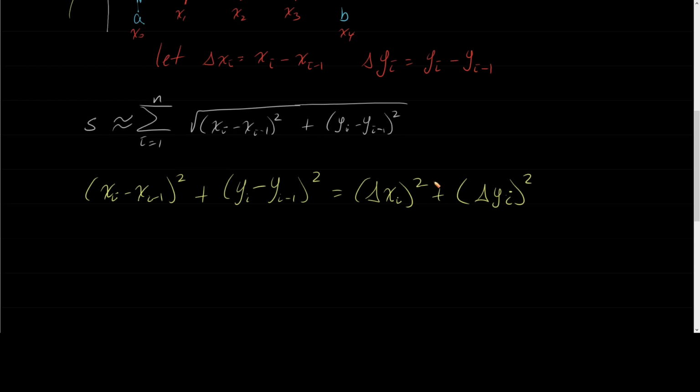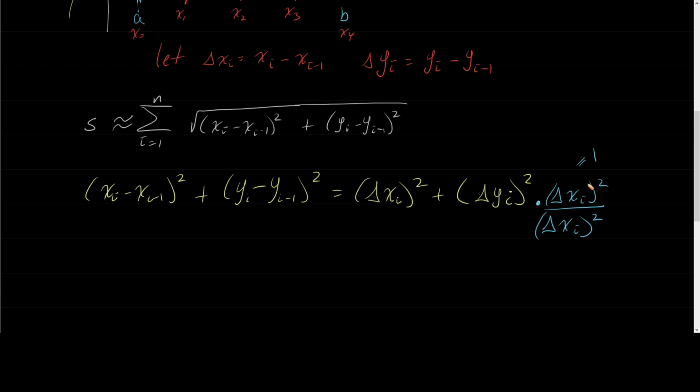The next thing that we're going to do here is, well, we know that there's two things we can always do to any math problem. And the two things are add 0 or multiply by 1. In this specific case, I want to multiply by 1. And the one that I'm going to multiply is delta x sub i squared over delta x sub i squared. Notice that is just equal to 1.